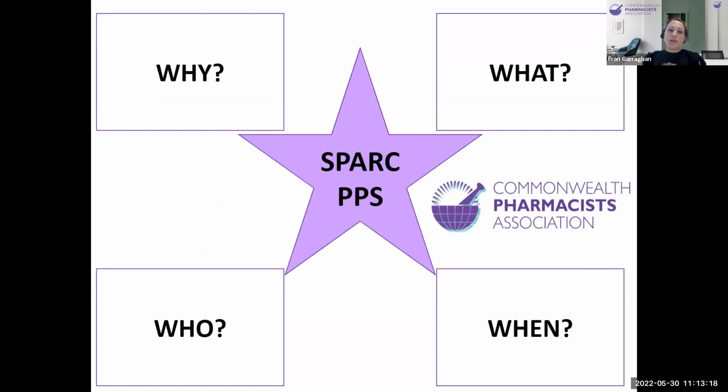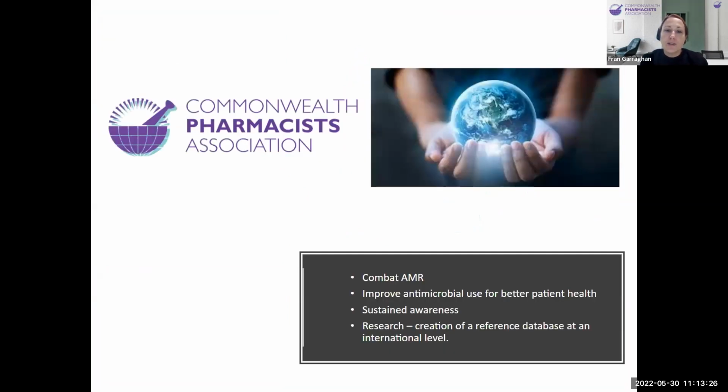So let's start off with the why, the what, the when, and the who about our SPARC point prevalence survey. So why are point prevalence surveys important globally? Globally, point prevalence surveys can be used to assist the combating of antimicrobial resistance. They can improve antimicrobial use for better patient health. They can lead to sustained awareness on antimicrobial resistance and also can be used for research to create a reference database at an international level.